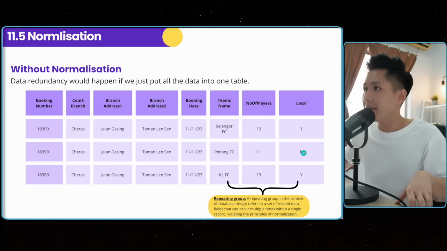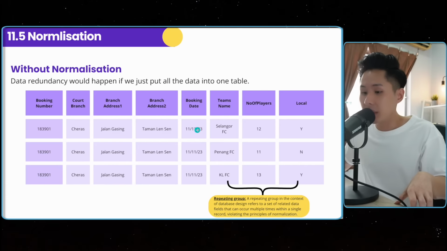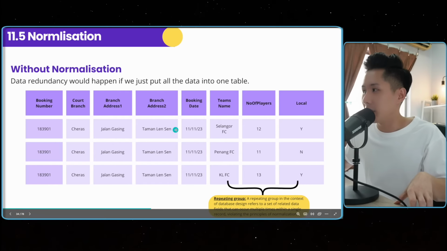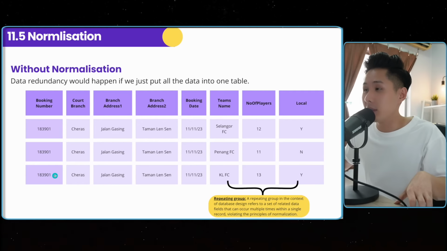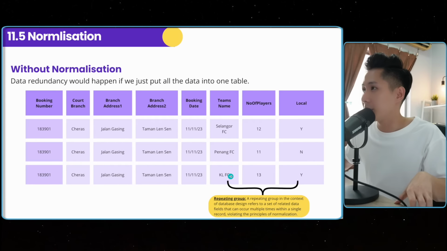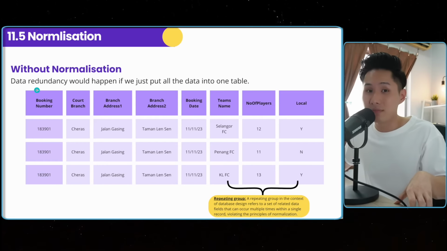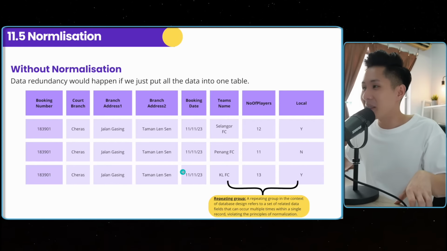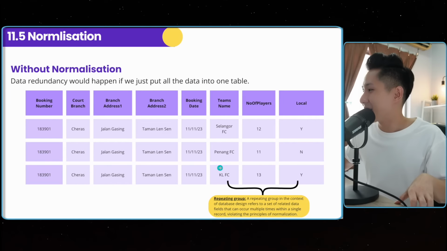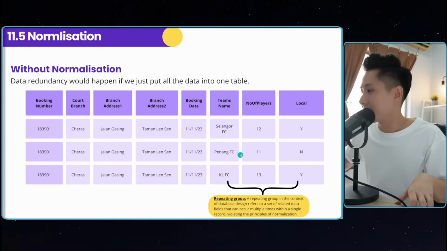Now, without normalization, let's say you're only using a Google Sheet to store your booking data. This is how the data will look. One booking occupies 3 different records here, because there are 3 teams involved. In this case, we have a major problem, which is data redundancy. How is it redundant? Look, you're storing booking number, court branch address, and so on, all this data many, many times, even though they are the same thing. And this is a problem, and we want to solve it.